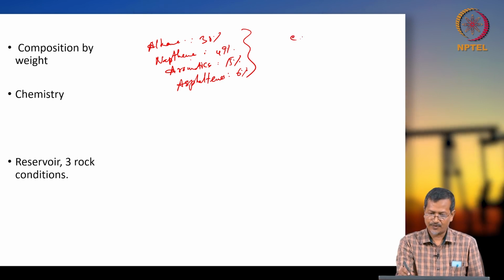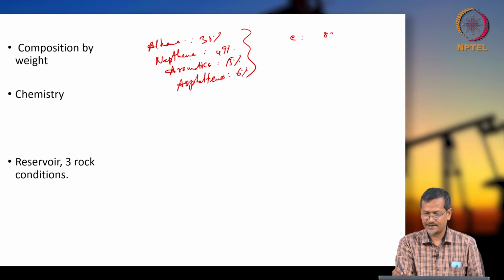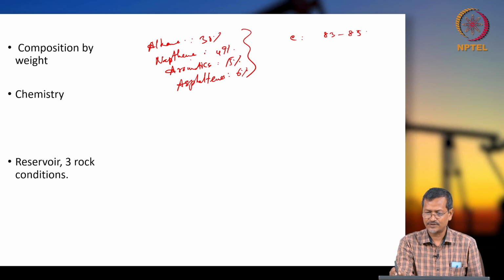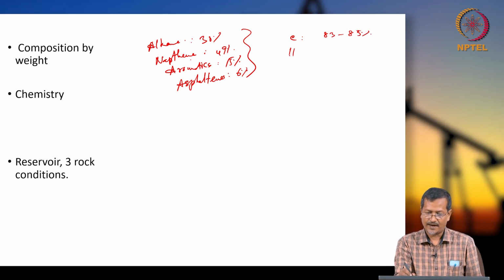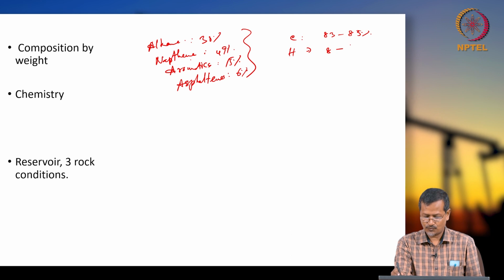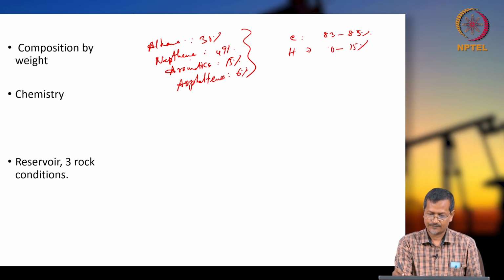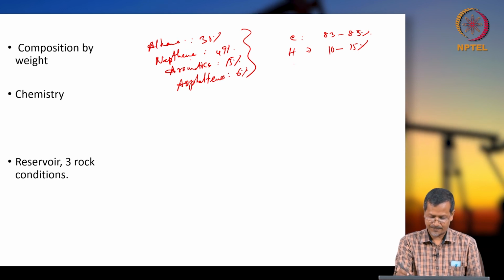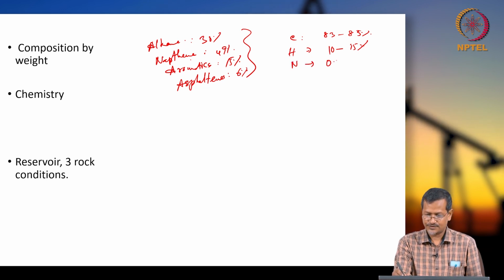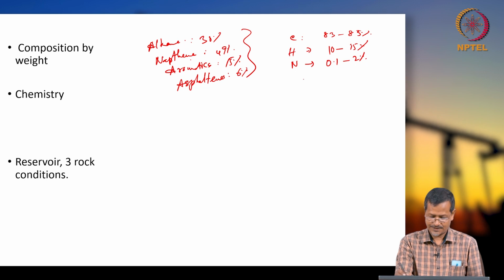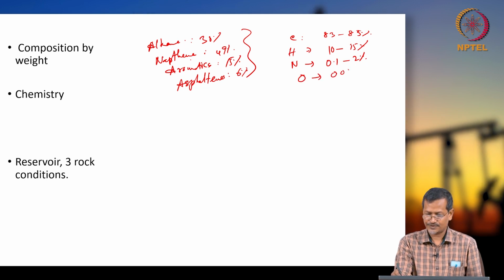Okay, and carbon percentage, if you see, it will be around 83 to 85%. A huge amount of carbon will be there. Okay, hydrogen will be there 10 to 15%. Nitrogen will be there 0.1 to 2%. Oxygen will be there 0.05 to 1.5%.